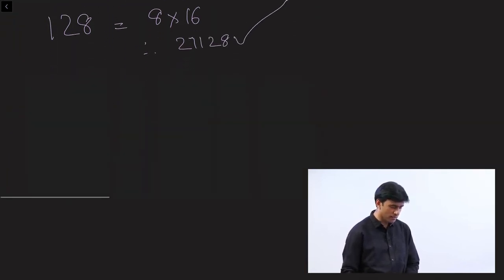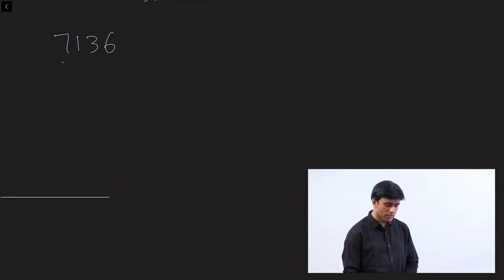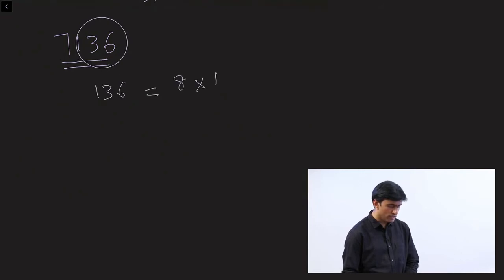Let's look at another example. 7136. Is this number divisible by 8? Look at the last three digits, 136. 8 into 17 is 136. So 136 is a multiple of 8. Therefore, this is divisible by 8.